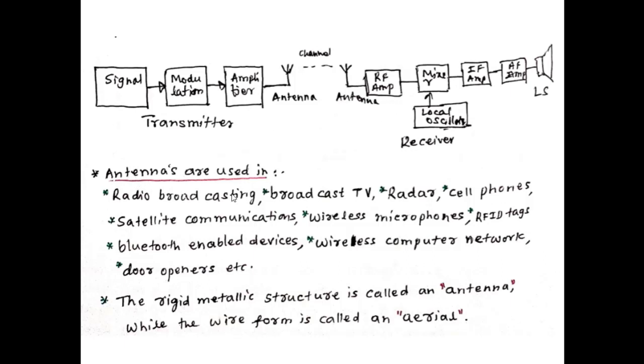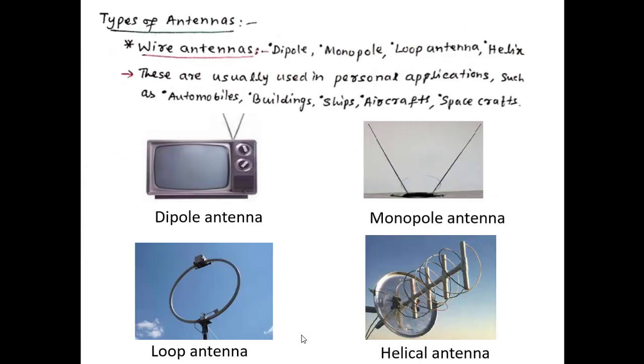So antennas are used in radio broadcasting or broadcast TV, radar, radio detection and tracing, in cell phones or mobile phones, satellite communications, wireless microphones, RFID tags, Bluetooth enabled devices, wireless computer network, door openers, etc. The rigid metallic structure is called an antenna, while the wire form is called an aerial.